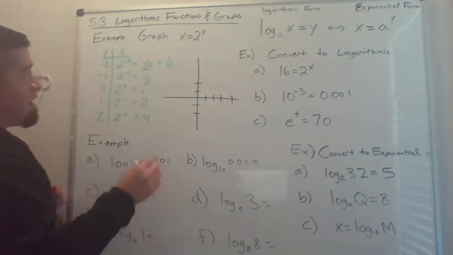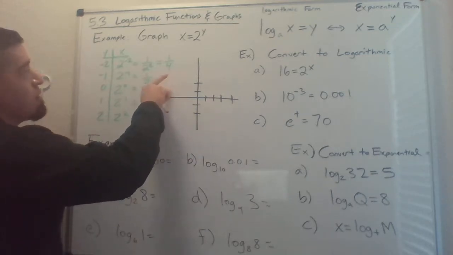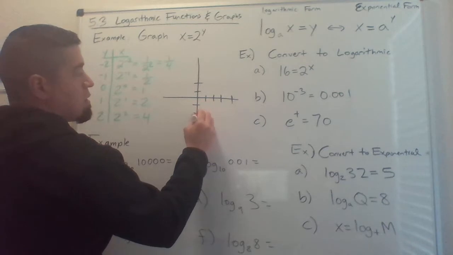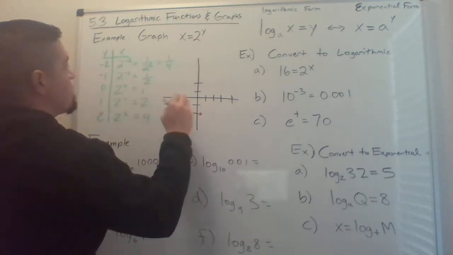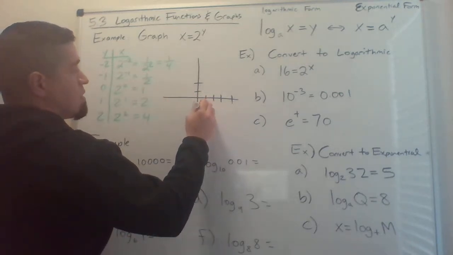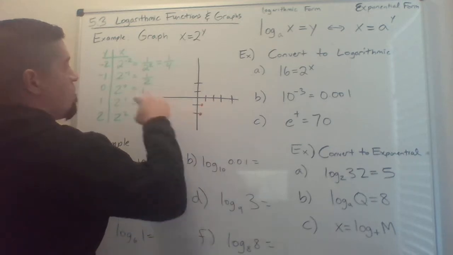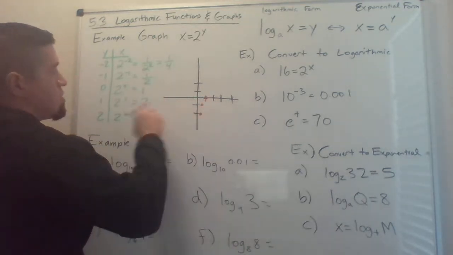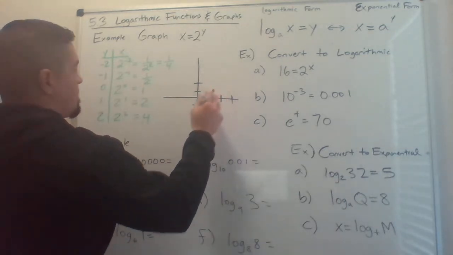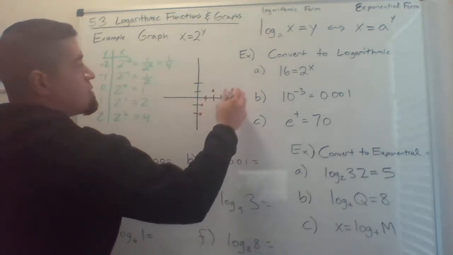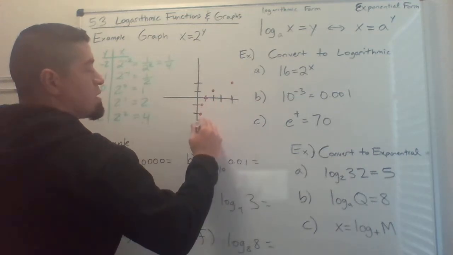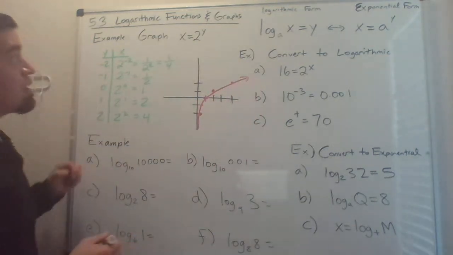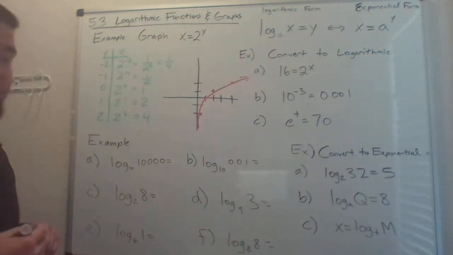Okay, so now we're going to graph it: 1/4 to the right, down 2. 1/2 to the right, down 1. 1 to the right, down 0. 2 to the right, up 1. And then 4 to the right, up 2. So I get this graph of x equals 2 to the y.